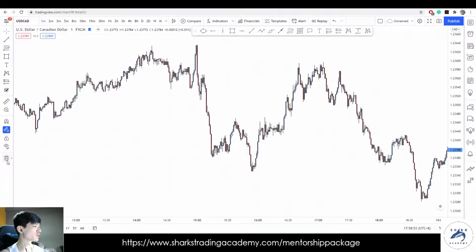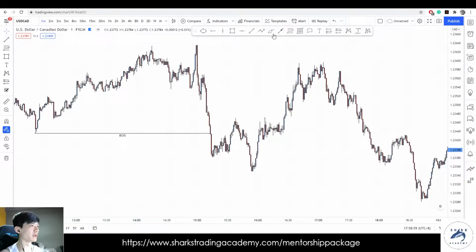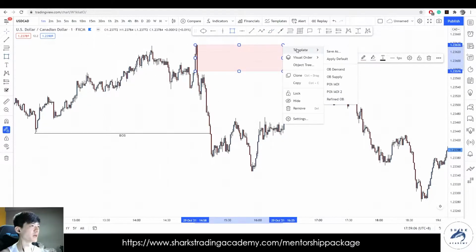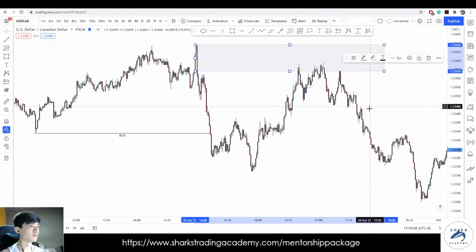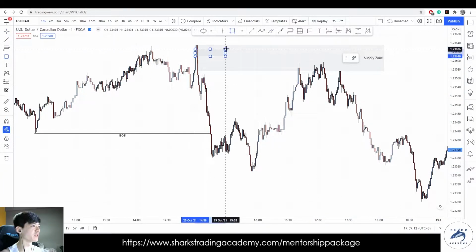All right. So coming into this setup over here, first of all, we got a high time frame break of structure, right? And where is the last buy to sell? This area over here. So now this entire buy to sell is valid for you to grab a move down. Okay. And you have a refined area over here.